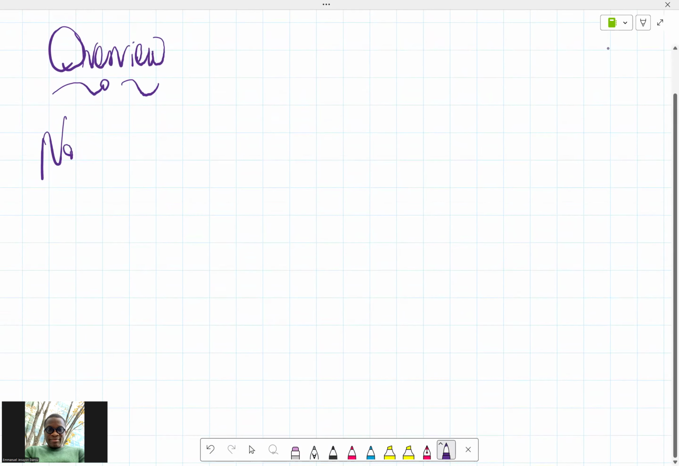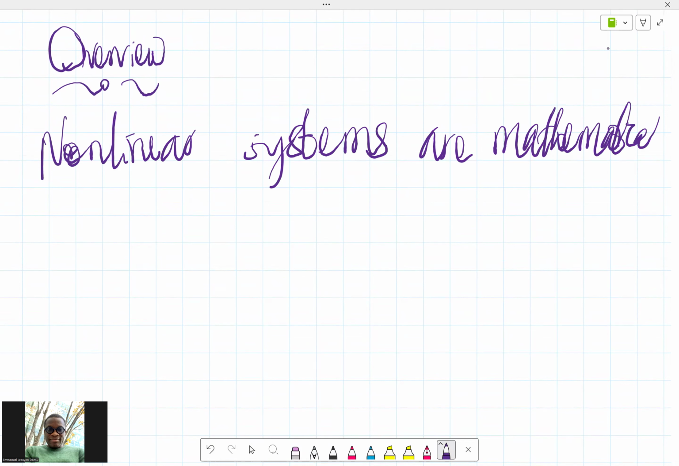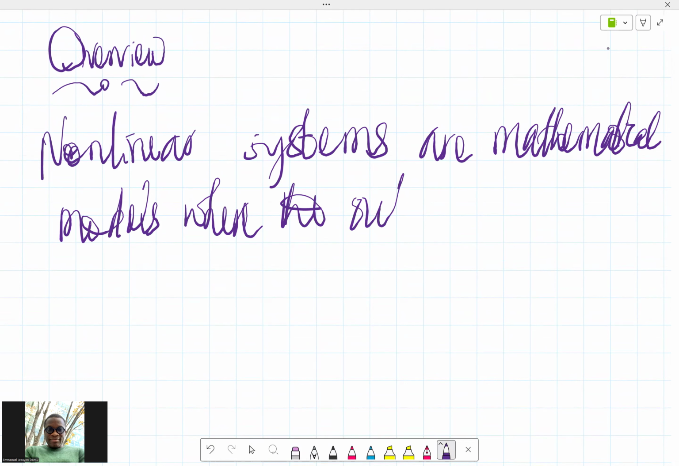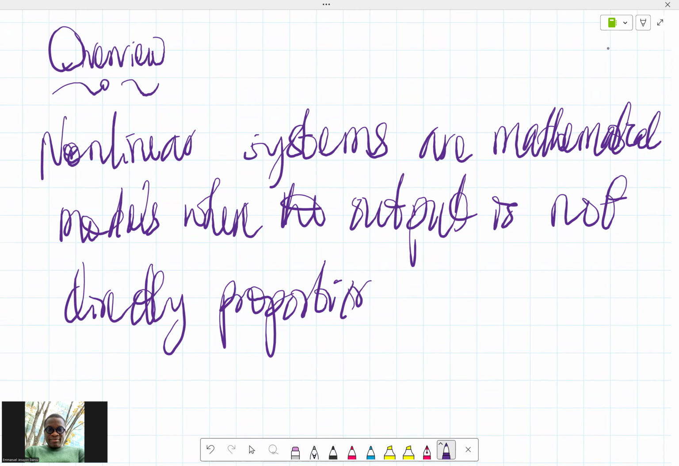Okay, so nonlinear systems, we're talking broadly about systems of differential equations. So that's why we're talking about systems. Nonlinear systems are mathematical models where the output is not directly proportional to the input.